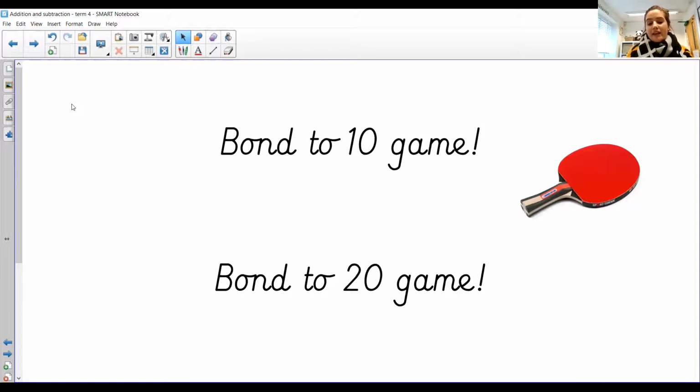So have a go at playing that, and if you want to challenge yourself, see if you can look at those bonds to 30. It's the same rules and same relationships. Off you go.